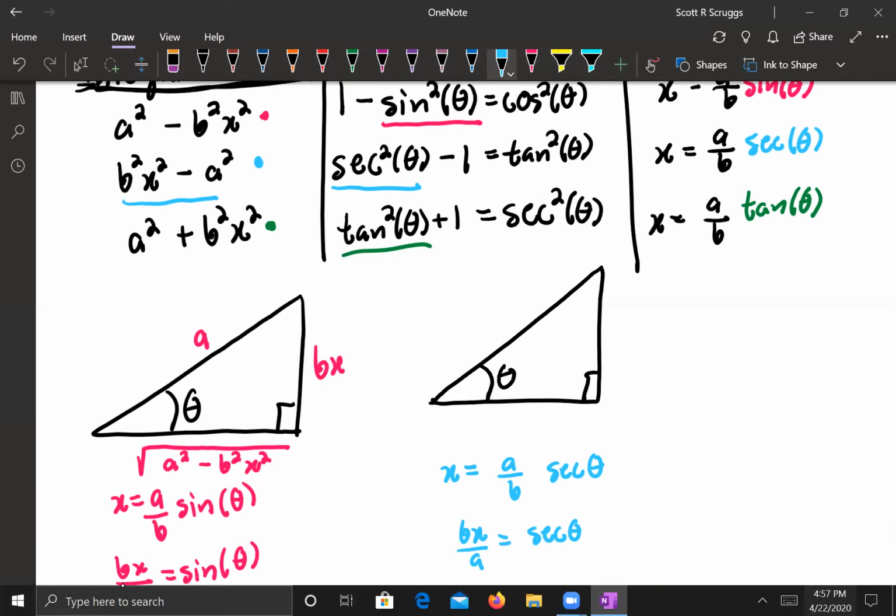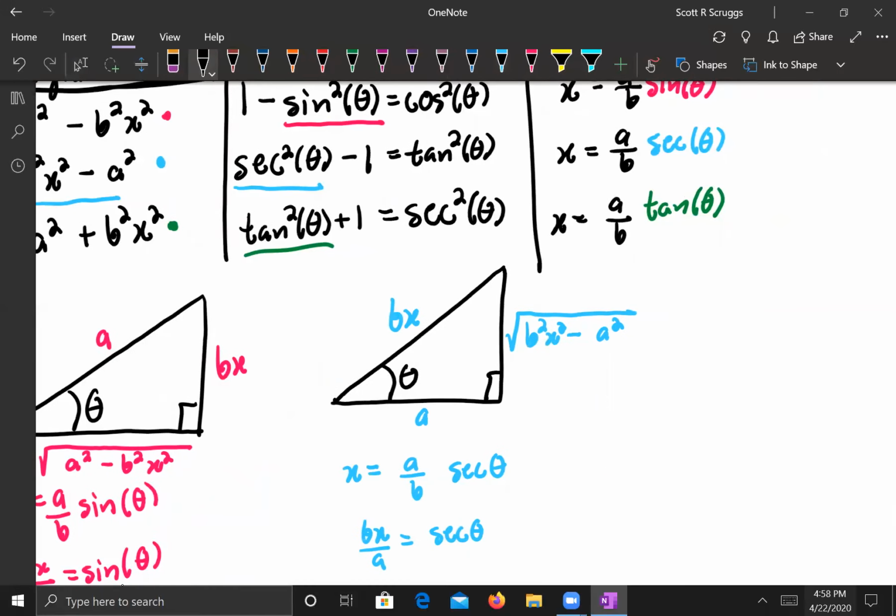If cosine was adjacent over hypotenuse, then that means secant is going to be hypotenuse over adjacent. So for my triangle, my hypotenuse will be b times x. My adjacent side will be a. And for my opposite, I can use the Pythagorean theorem to solve for it. This will be the square root of b squared times x squared minus a squared, which is what's inside the square root in my integral that forced me to use trig sub.